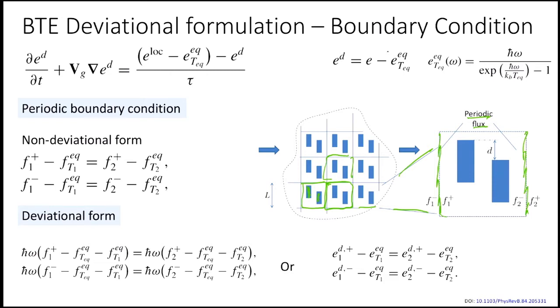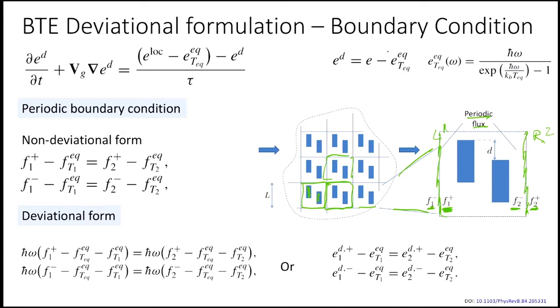So if we treat it in a deviational formulation, there is an F1 positive on the right-hand side of the left wall. Let's call it the left wall and the right wall, or just number 1 and 2. So F1 positive is the distribution function just right of the left wall, F2 negative is just left of the right wall, F2 positive is right of the right wall, and F1 negative is here.